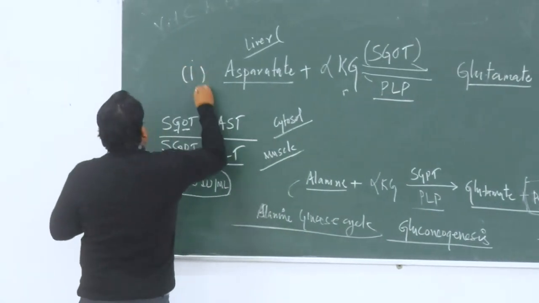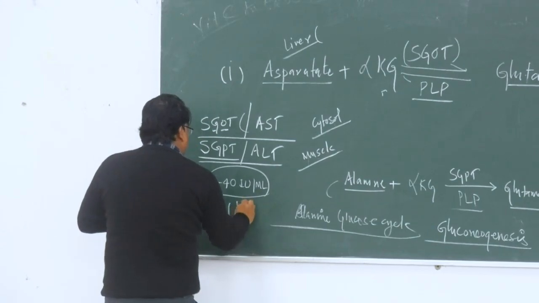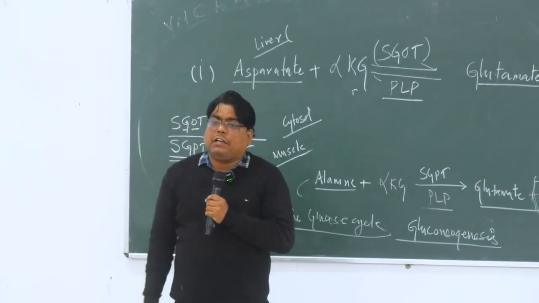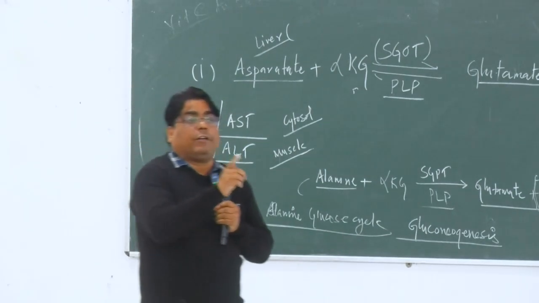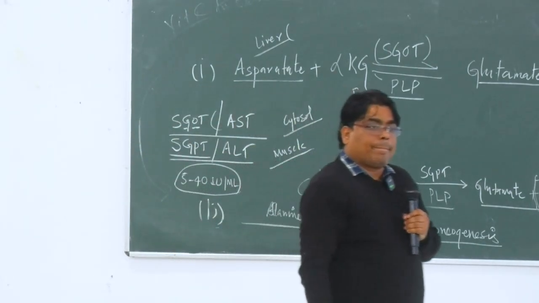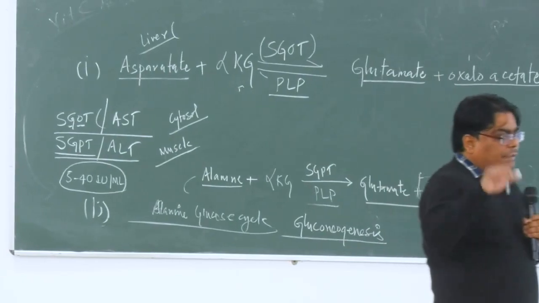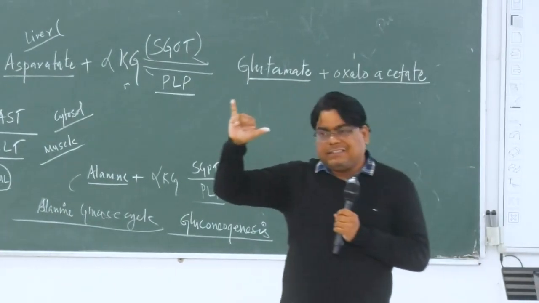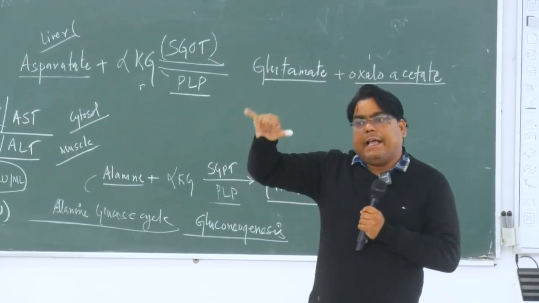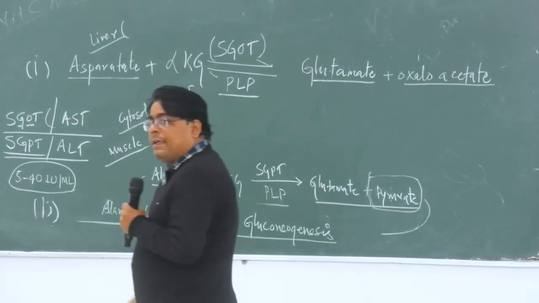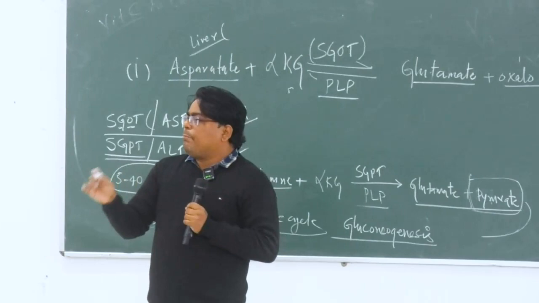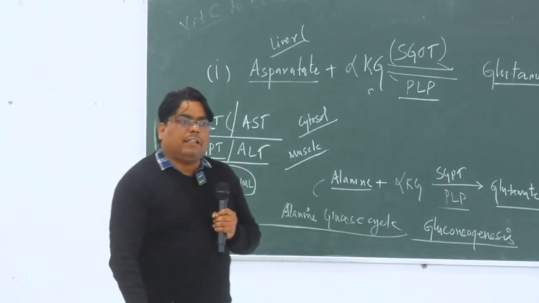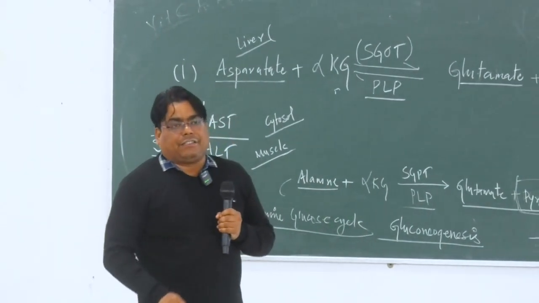The first one, the second one, and the major role is for ammonia. This is the first step of protein metabolism. For this reaction, what is required? We require transaminases. What are the transaminases? SGOT and AST, SGPT and AST. If you remember the names of these transaminases, you can easily write the reactions.